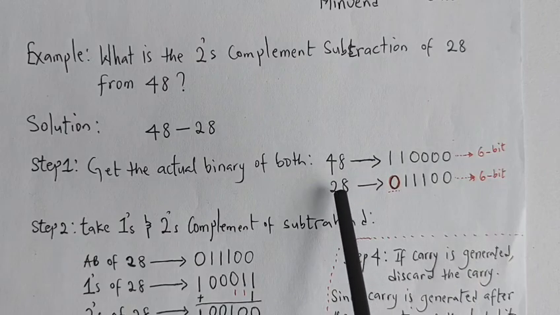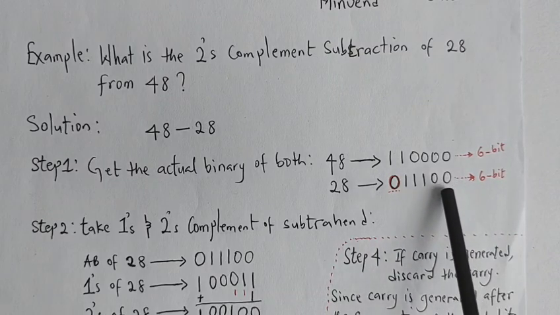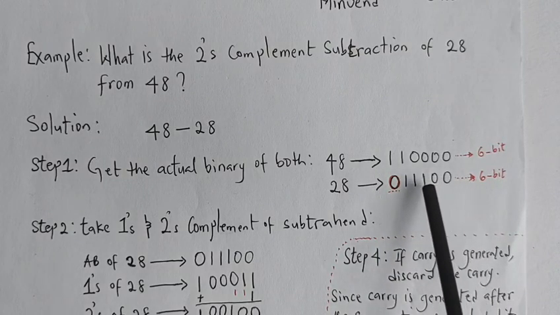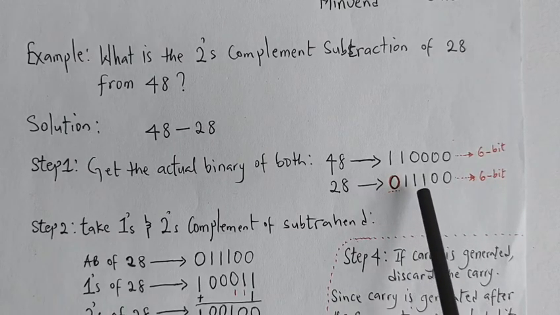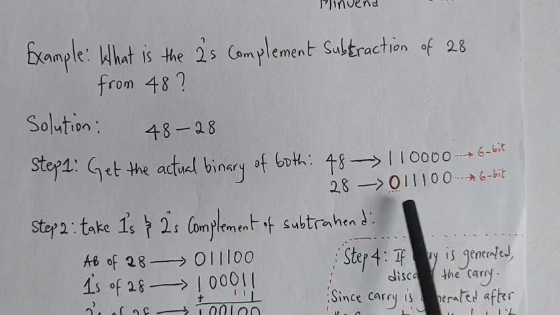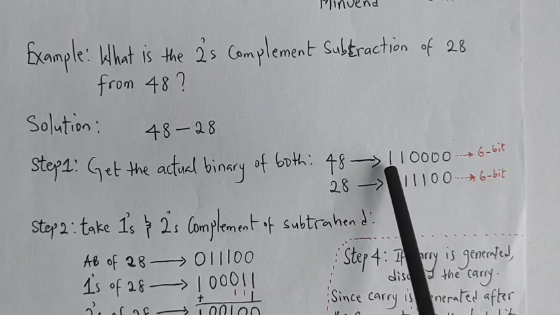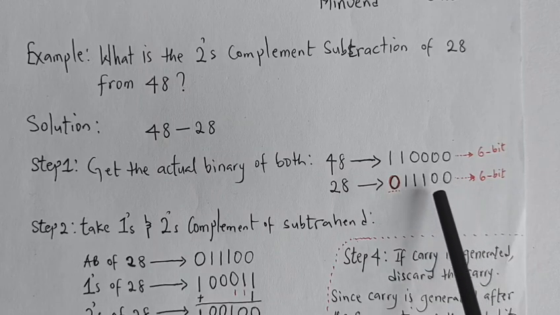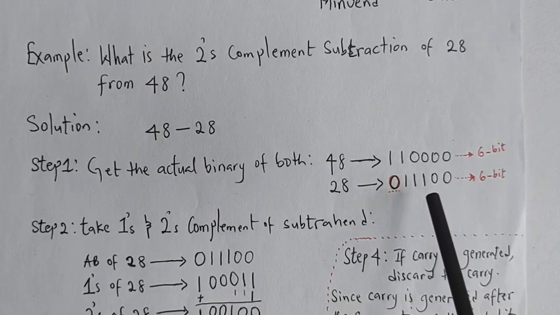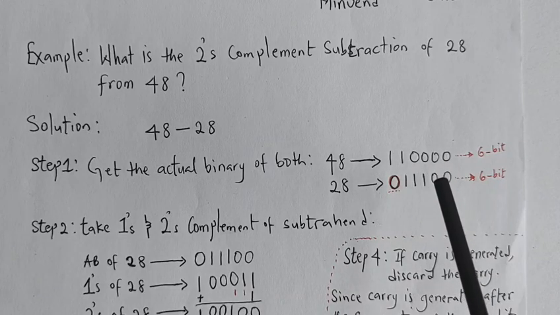Now let's get the actual binary for 28. The actual binary for 28 is going to be 5 bits: 11100. So 5 bits is the minimum number of bits required to represent 28. But because 48, which is larger, has 6 bits, we have to represent 28 in 6 bits so that we can carry out the operation successfully. Because to carry out this operation, both minuend and subtrahend should have the same number of bits.